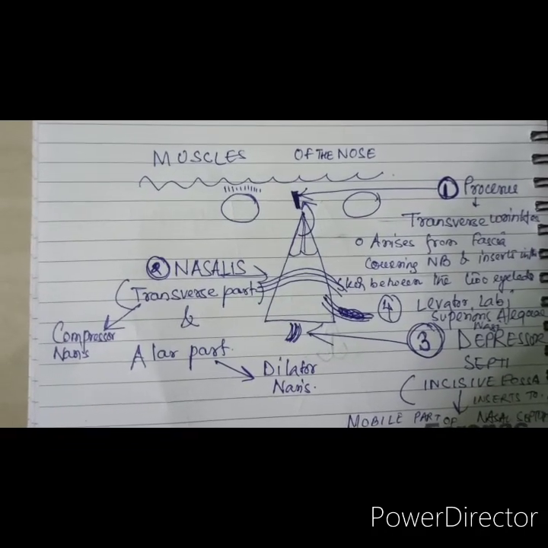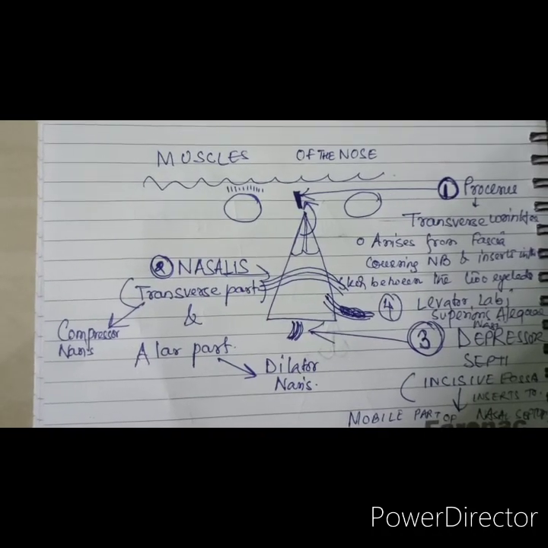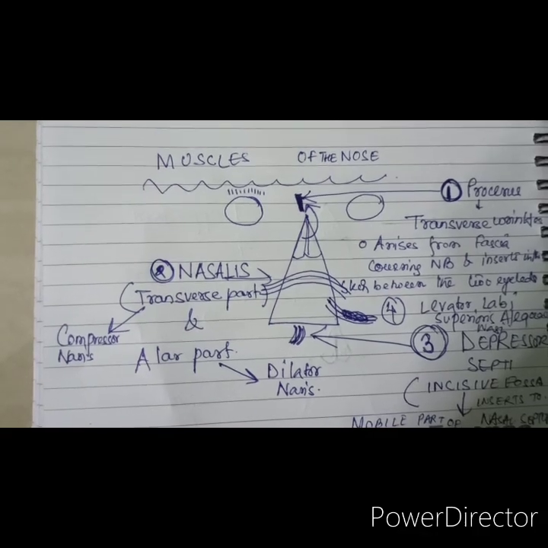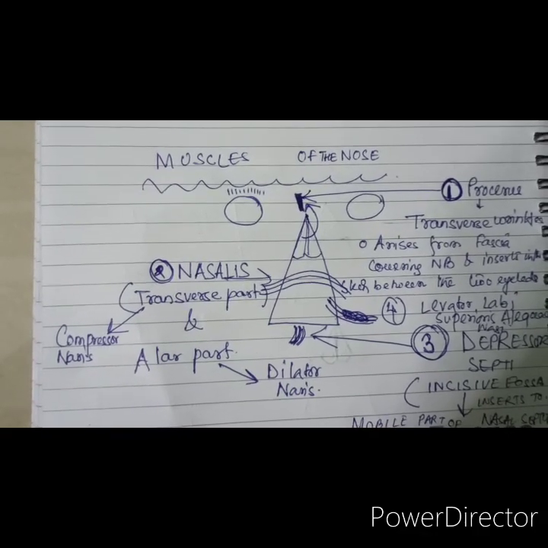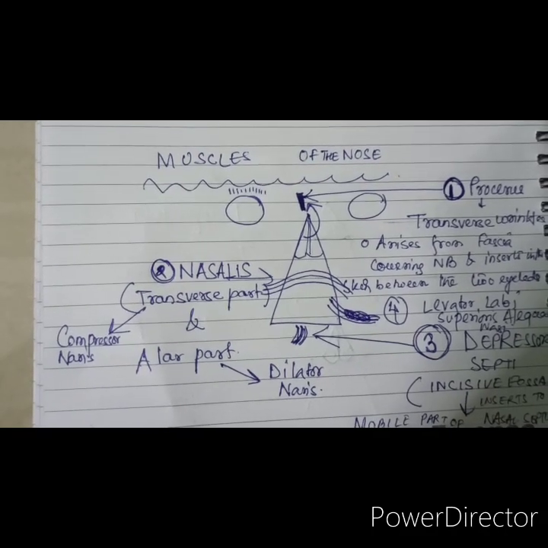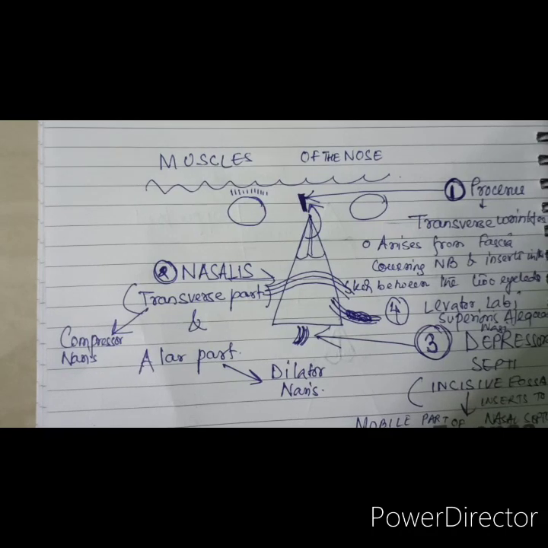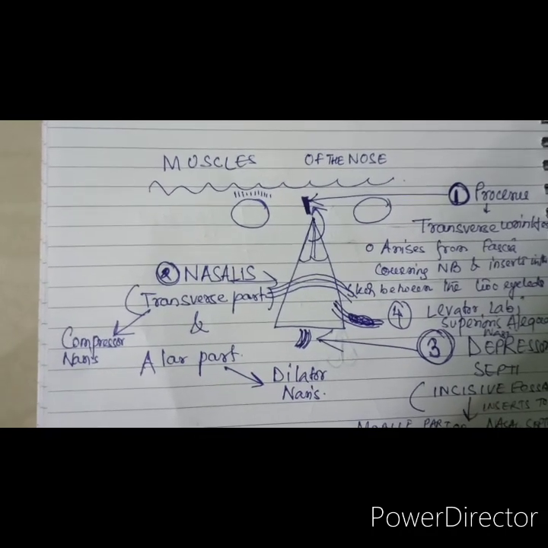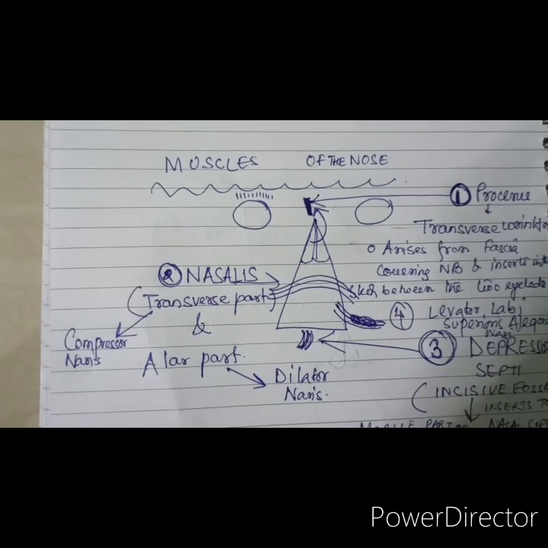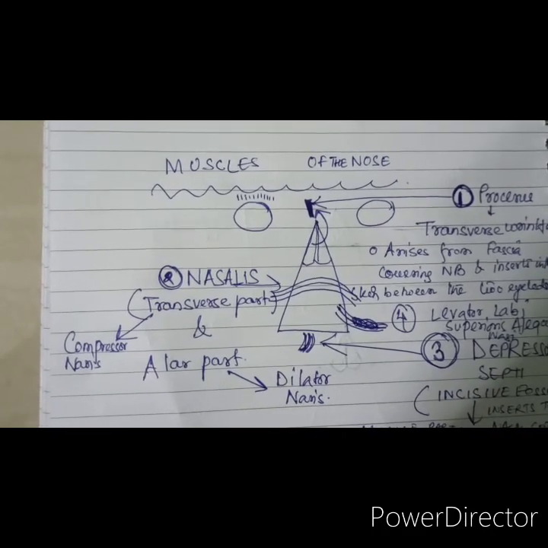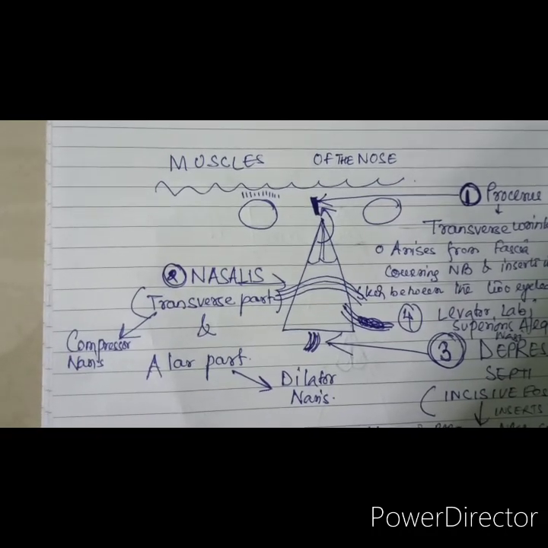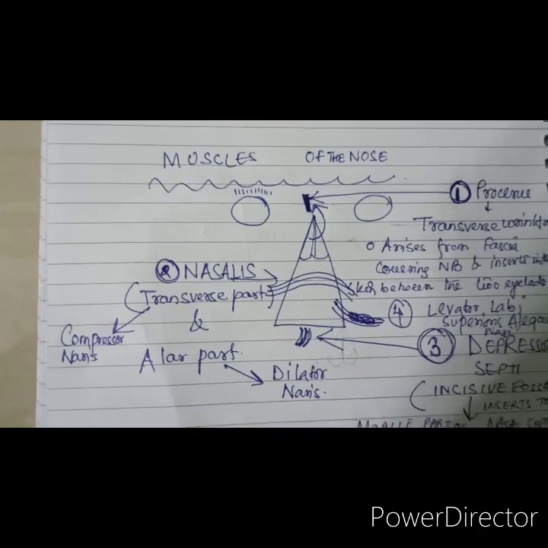Now the next one, number 2, is the nasalis muscle. The nasalis muscle has two parts, the transverse part and the alar part. In the figure I have shown only the transverse part. This transverse part is also known as the compressor nares, and the alar part is also known as the dilator nares. So from the name itself you can understand that it compresses the area of the nasal vestibule, and the alar part dilates the area of the nasal vestibule.